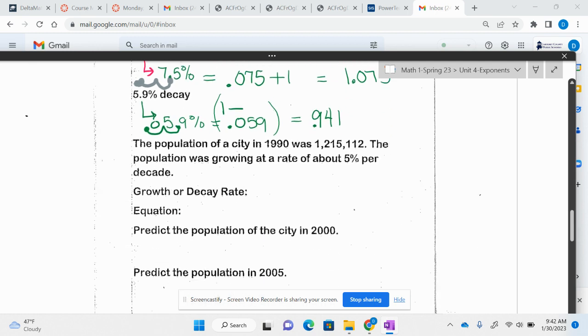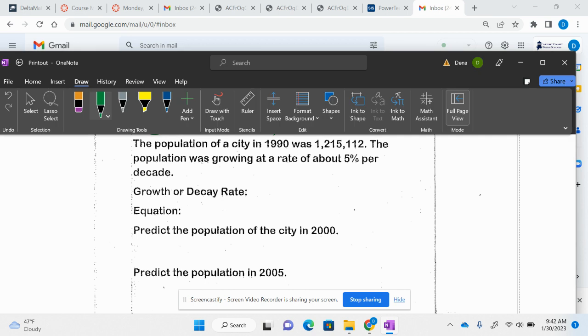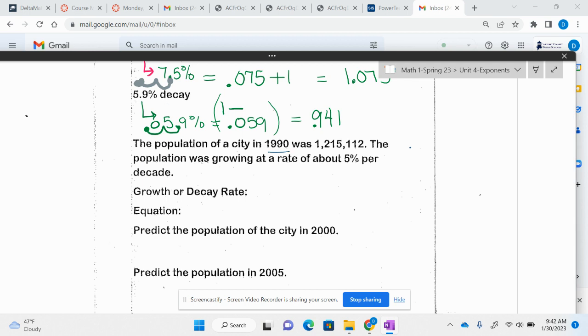Okay? So that's how we deal with finding our rate. Our first example says that we have a population of a city in 1990 that was 1,215,112. This is my starting value, so this is A. My rate, my R value, is 5%, and it's growing. So this is going to be a growth.